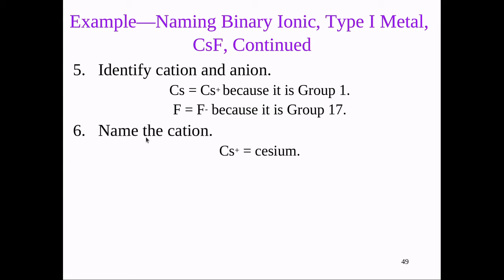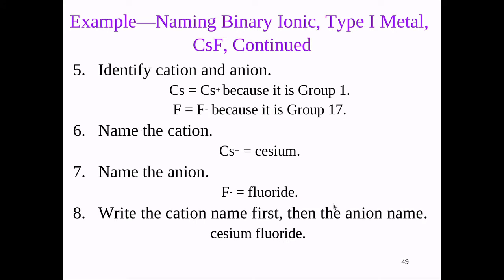Then we're going to first name the cation. The cations don't change their name. We just call them cesium in this case. And then we're going to name the anion, and we're going to remember that we need to change the suffix to "-ide". So fluorine becomes fluoride. Then we can write the name with the cation name coming first. So this would be called cesium fluoride.